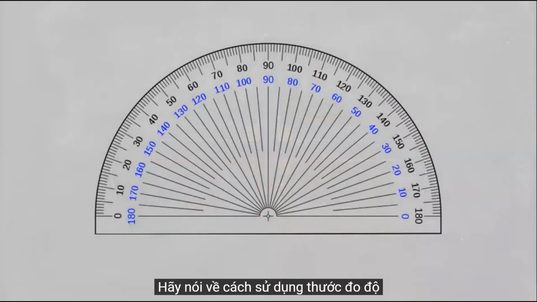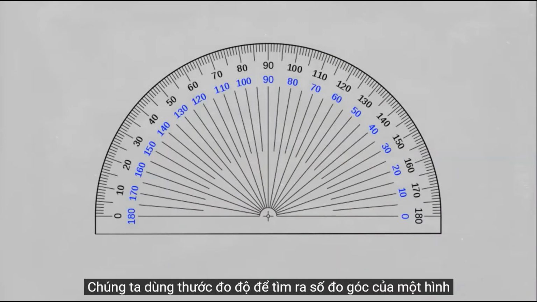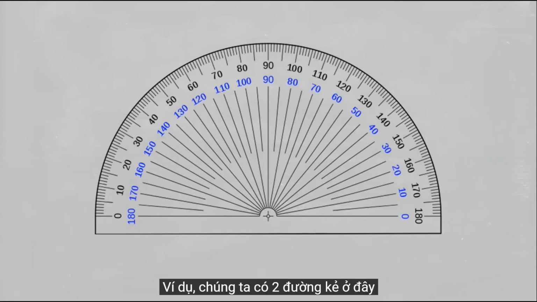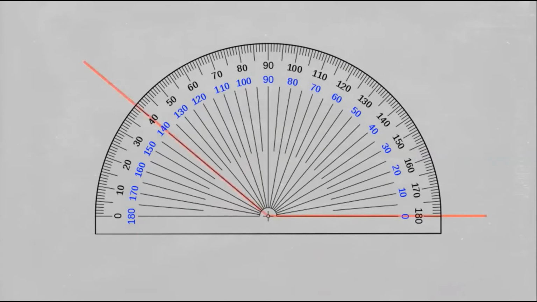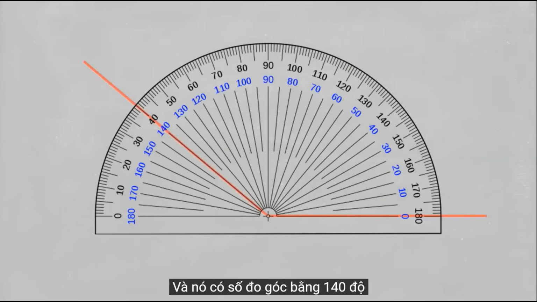So let's talk about the usage of the protractor. We use a protractor as a measuring tool to find out the angle of a shape. For example, we have two lines here. As you can see, this is an obtuse angle, and it has 140 degrees.